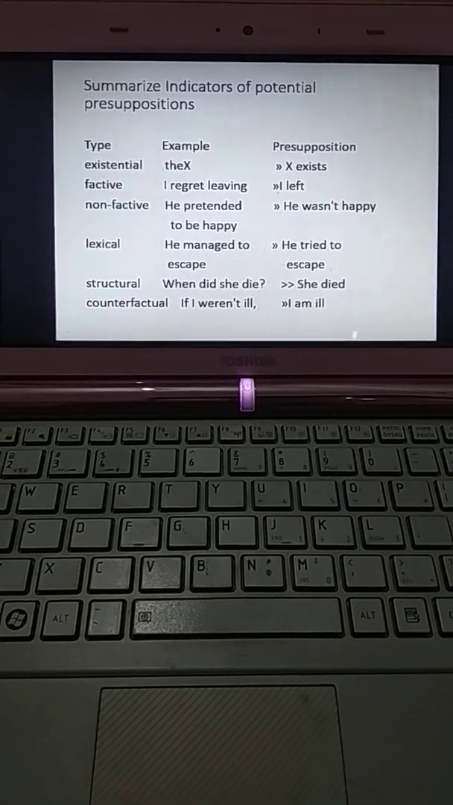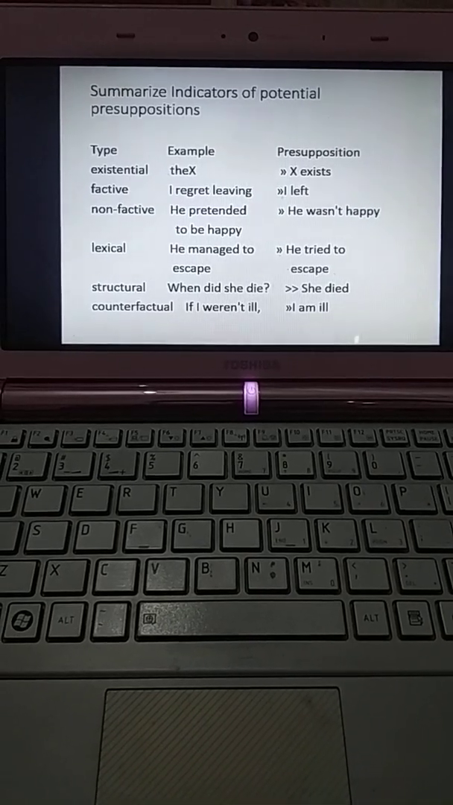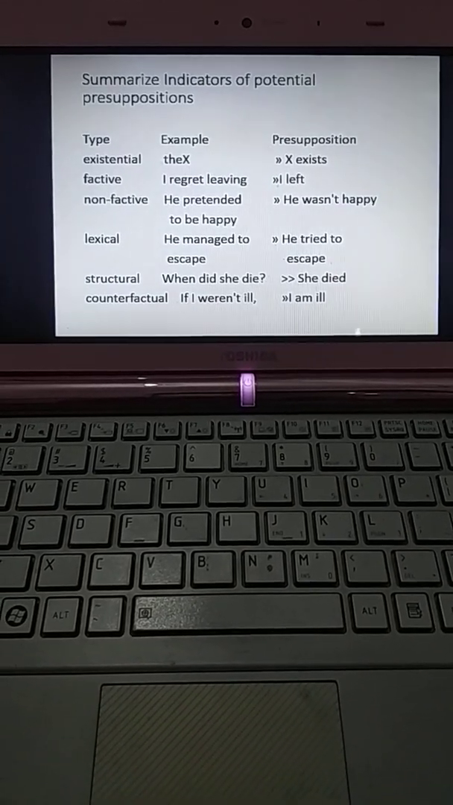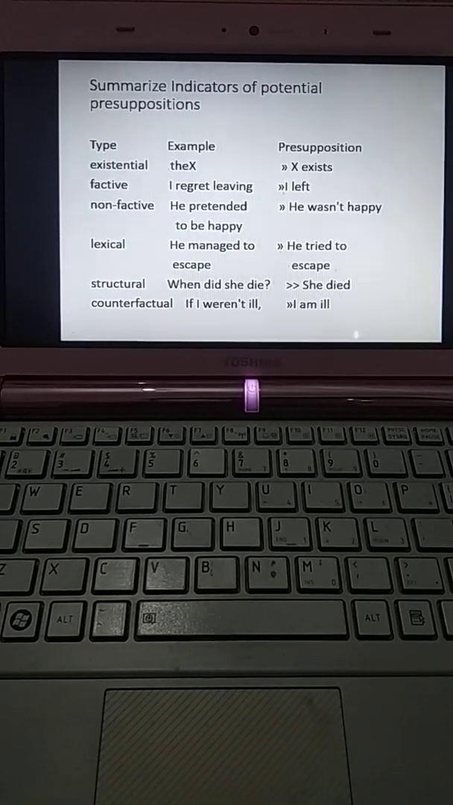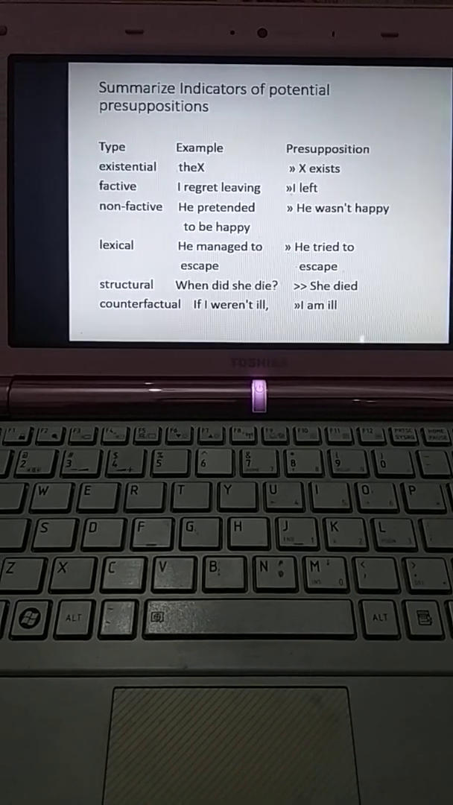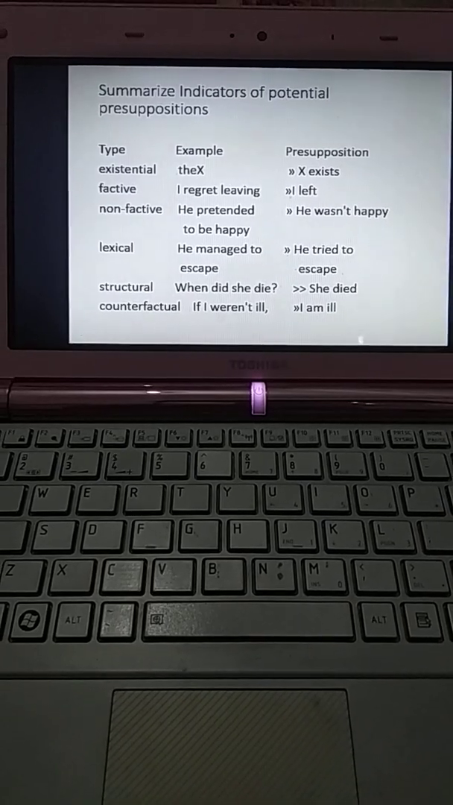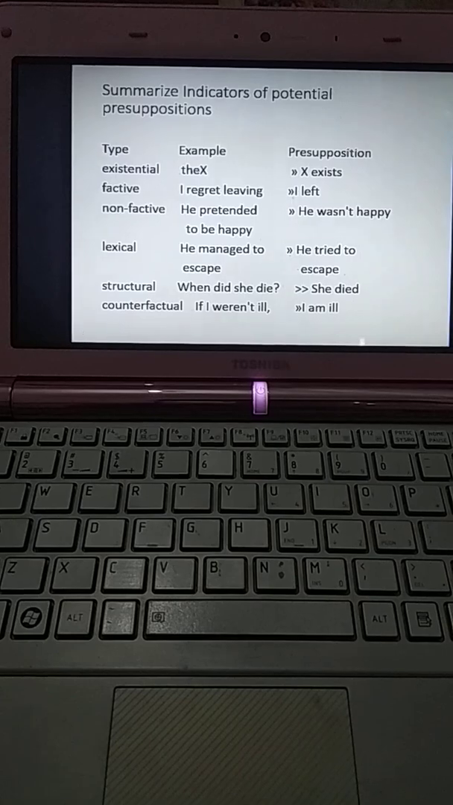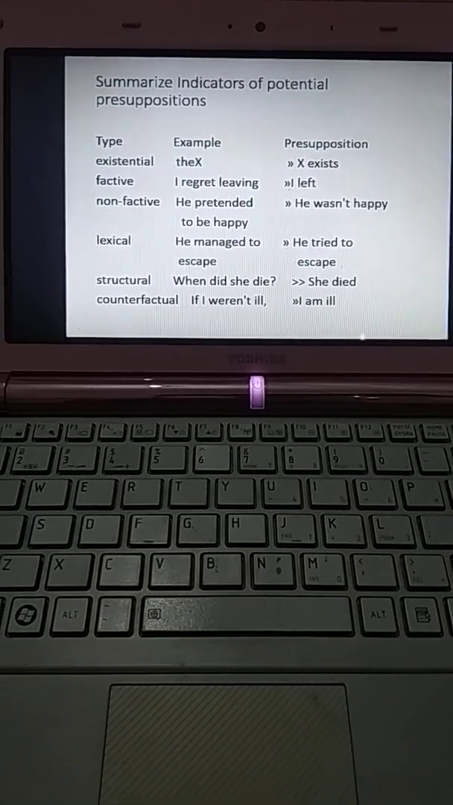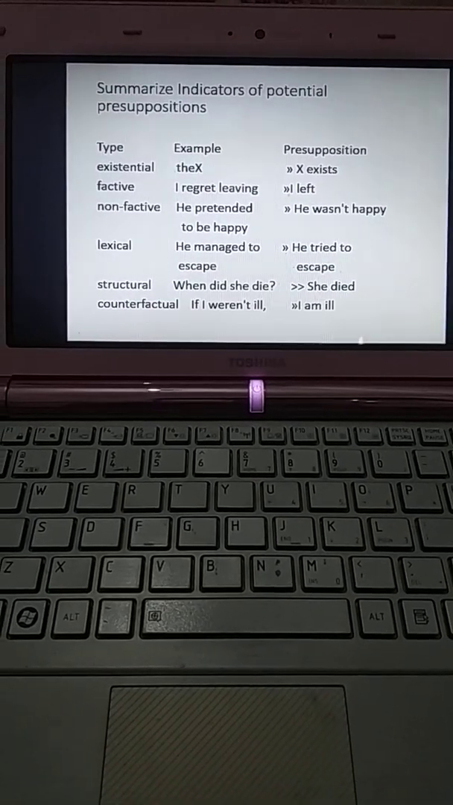Number four, lexical: he managed to escape. Presupposition: he tried to escape. Structural: when did she die? Presupposition: she died. Counterfactual: if I weren't ill. Presupposition: I am ill.